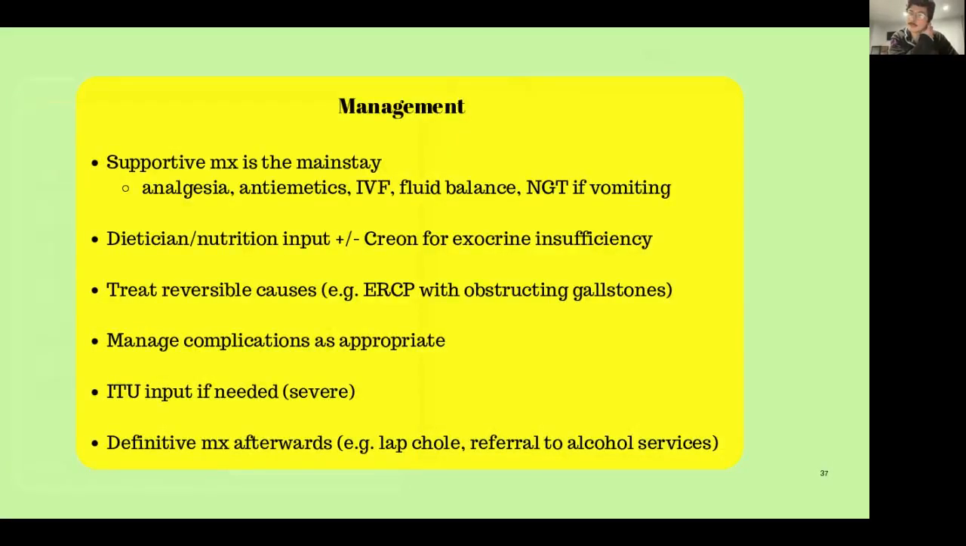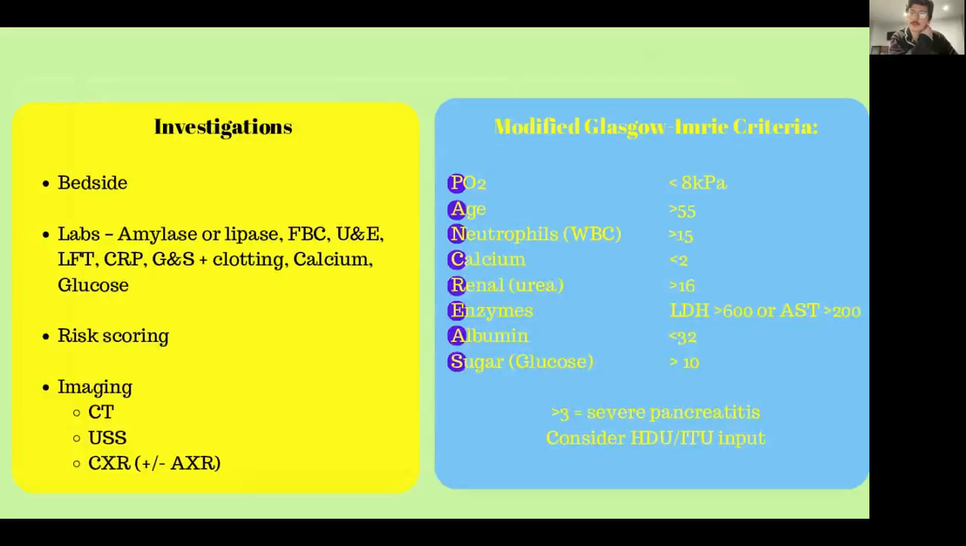The reason why the glucose might be high is because the pancreas has an exocrine and also an endocrine function. If you get enough damage, you can damage the islets of Langerhans and the insulin-producing beta cells. If you're not able to produce enough insulin, it can lead to diabetes secondary to pancreatitis. That's especially seen in chronic pancreatitis, which we won't go too much into, but it's caused by recurrent episodes of acute pancreatitis.